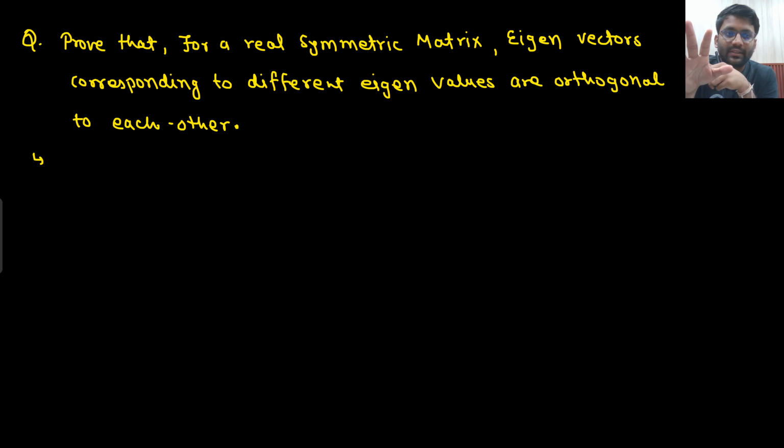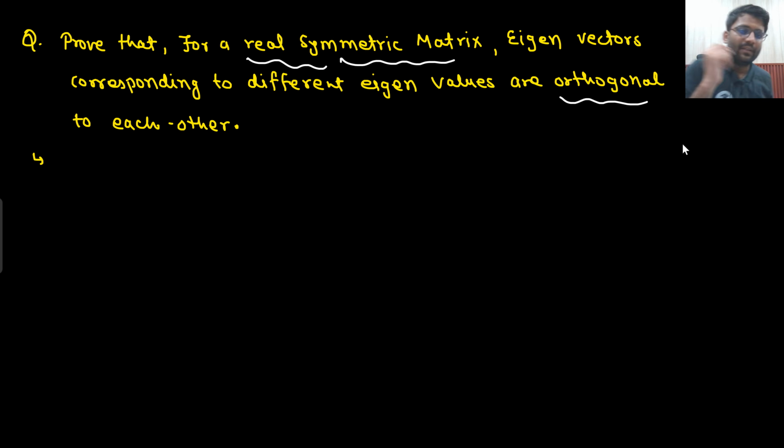For any kind of matrix, eigenvectors are always independent of each other. But if it is a real symmetric matrix, then they will be orthogonal as well. We need to prove that.